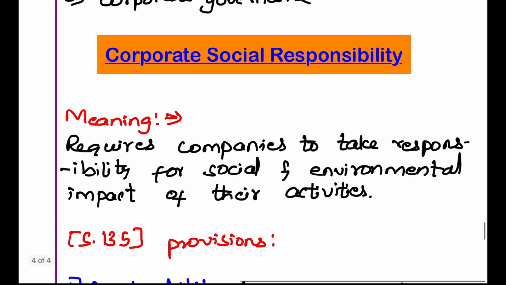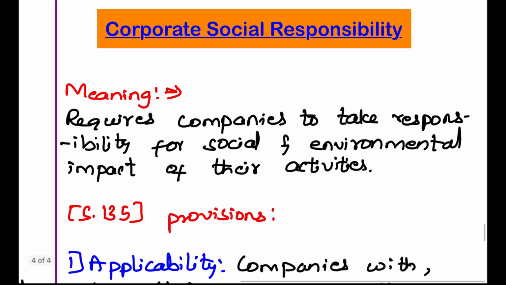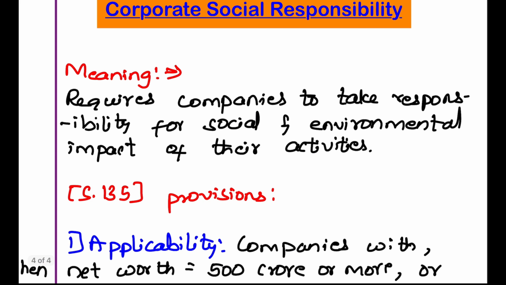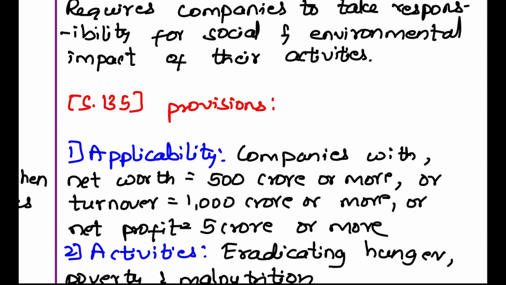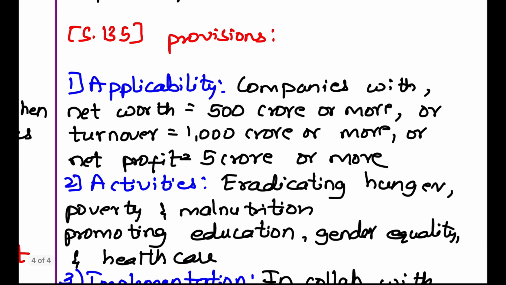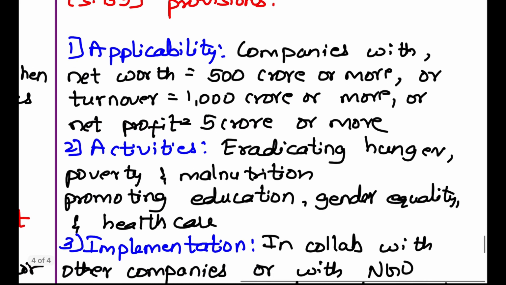The next important concept is corporate social responsibility. Meaning, it requires companies to take responsibility for the social and environmental impact of their activities. So the company should take responsibility. This is what corporate social responsibility does. Under section 135 of the Companies Act, this provision is given. First, applicability. To which companies is it applicable? It is applicable to companies with a net worth of 500 crore or more, or a turnover of 1000 crore or more, or a net profit of 5 crore or more. So it is applicable to these companies.